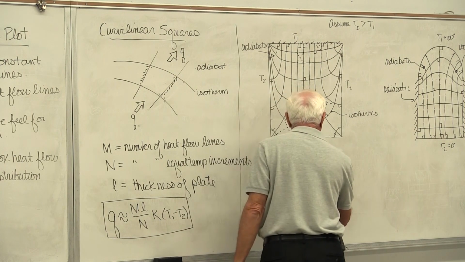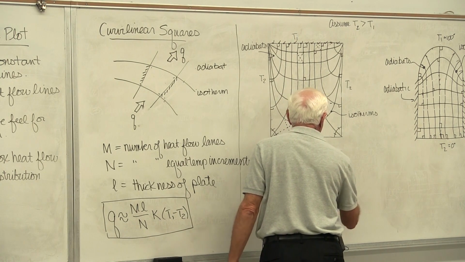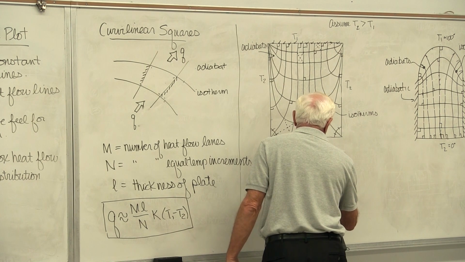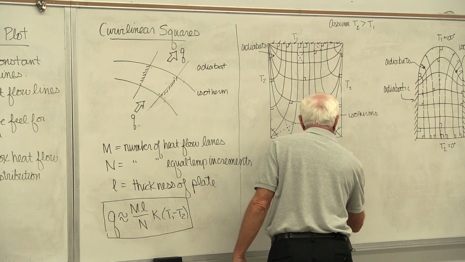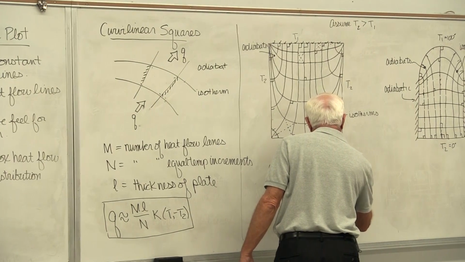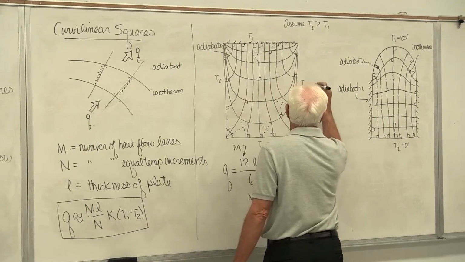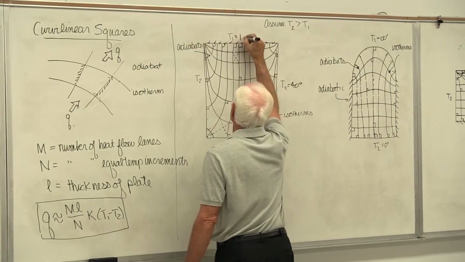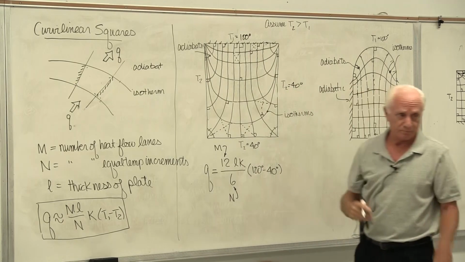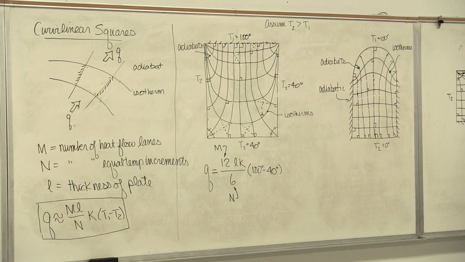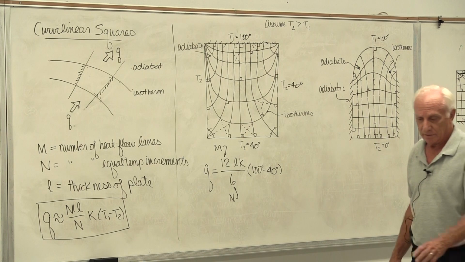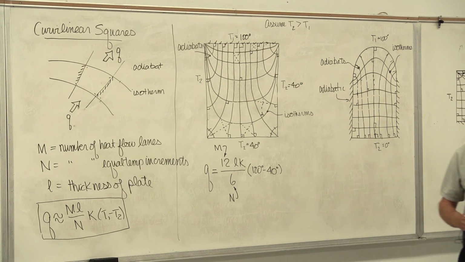Times the thermal conductivity of the plate, K, times T hot. Let's say it's 100 degrees, minus T cold, 40 degrees. 100 degrees, 40 degrees, just some numbers. Put L and K in there, and voila, I have an approximate heat flow. I'm probably in the ballpark with the true answer. I might be off by 20%, I don't know, 25, 30% maybe. I don't care, I'm in the ballpark.